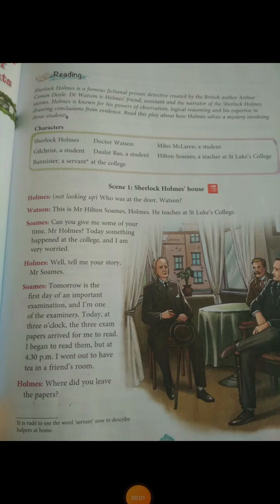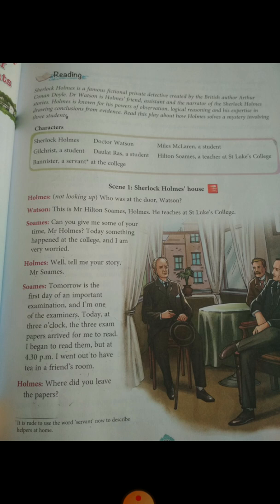Dear students, today I am going to explain chapter 6, The Adventure of Three Students. This chapter is a play written by Arthur Conan Doyle. In this chapter, he shows how a professor goes to the private detective Sherlock Holmes and how he solved his mystery. We all know that Sherlock Holmes is a very famous private detective, and the character of Sherlock Holmes was created by author Conan Doyle.